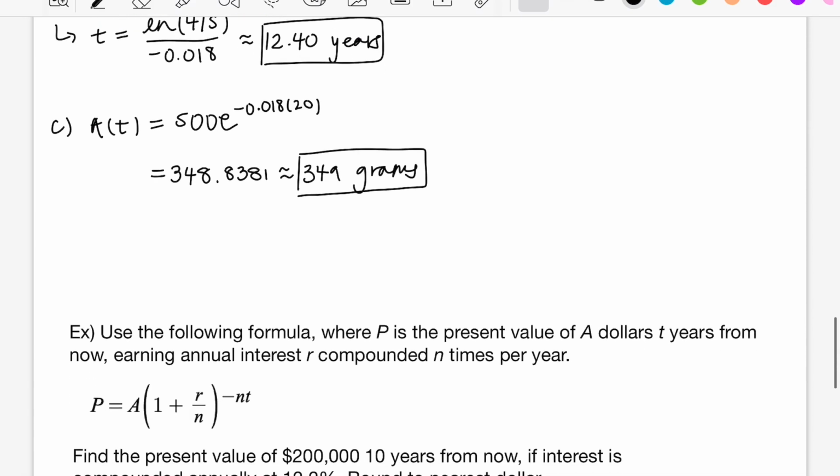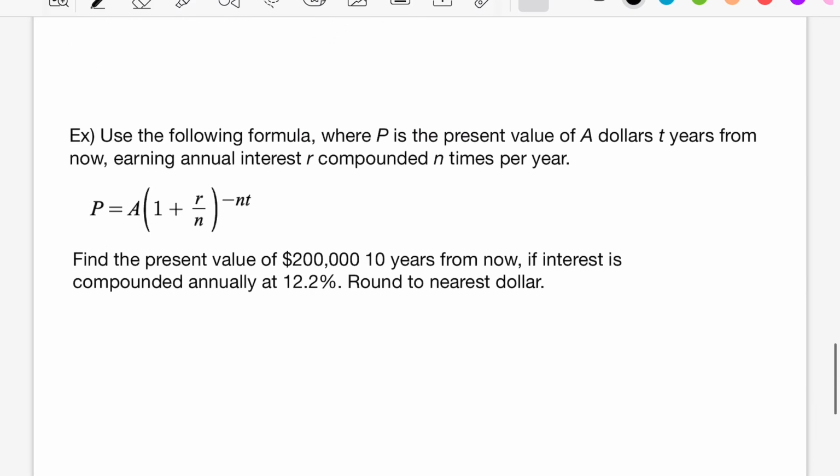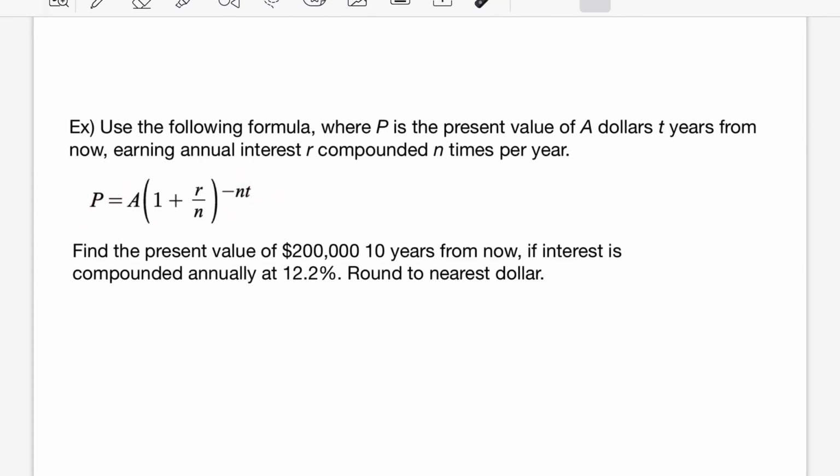Next, we want to look at this example here. We're going to use this formula here, where P is the present value of A dollars, T years from now, earning an annual interest R compounded n times per year. Okay, so that's what each of these variables represent. We want to find the present value of $200,000 10 years from now if interest is compounded annually at 12.2%.